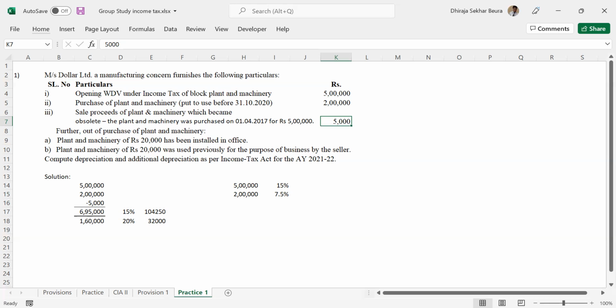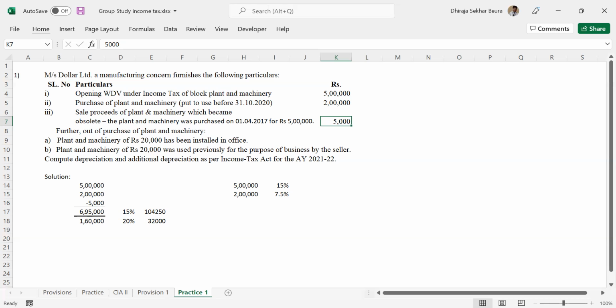The plant and machinery was purchased on 1/4/2017 for 5 lakhs, and 5,000 is the sell proceeds. So 5,000 only we have got for the whole machinery. Further, out of purchase of plant and machinery, 20,000 has been installed in the office. Plant and machinery of 20,000 was used previously for the purpose of business by the seller. The relevance of these two, I'll discuss. I'll introduce a new provision. After that, only we'll take consideration of these two points. Compute depreciation and additional depreciation as per Income Tax Act for assessment year 2021-22.